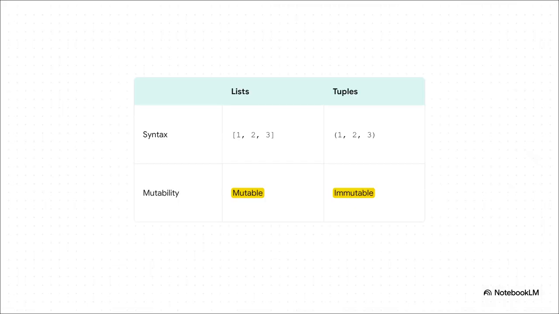Okay, but what if you have a list of things that you absolutely do not want to be changed? Well, that brings us to our next tool, the tuple. Right away, you can see the difference in syntax. Square brackets for lists, parentheses for tuples. But the really critical difference, the one that matters most, is on that last line, mutability.